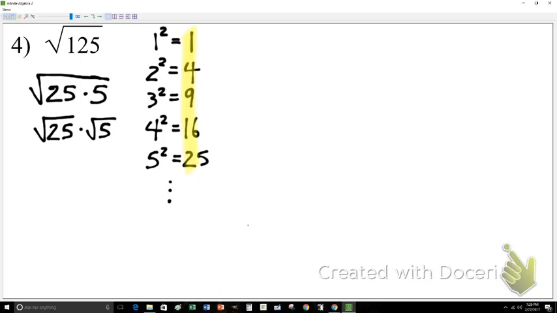Okay. The square root of 25, why? That's just 5. And the square root of 5, that's an irrational number, so we leave it as the square root of 5. And that's my final answer.